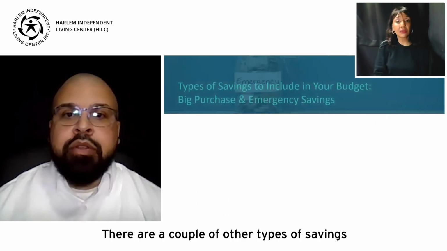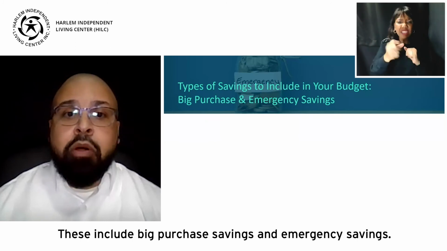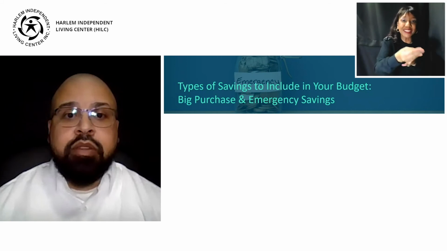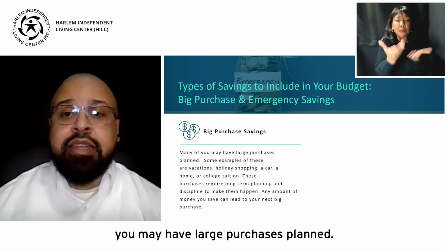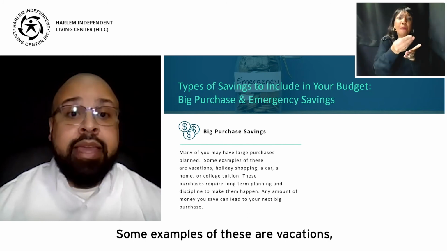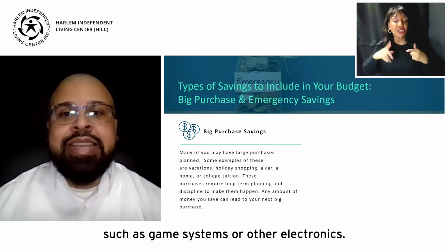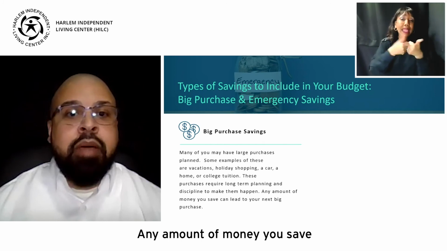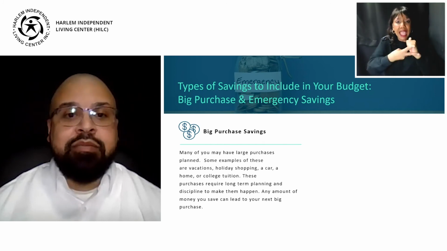There are a couple of other types of savings that you can include in your budget. These include big purchase savings and emergency savings. With big purchase savings, you may have large purchases planned. Some examples of these are vacations, holiday shopping, leisure expenses such as game systems or other electronics. Any amount of money you save can lead to your next big purchase. Icons for big purchase savings and emergency savings appear on screen.